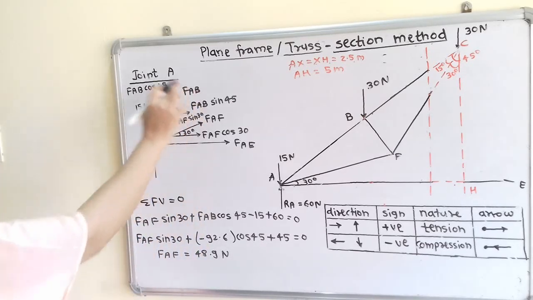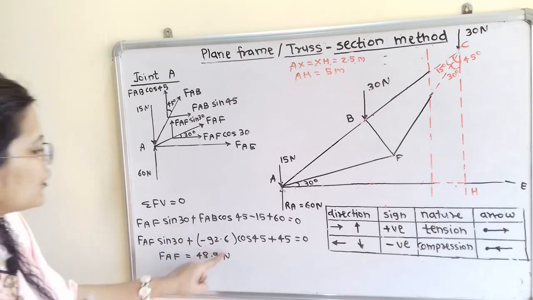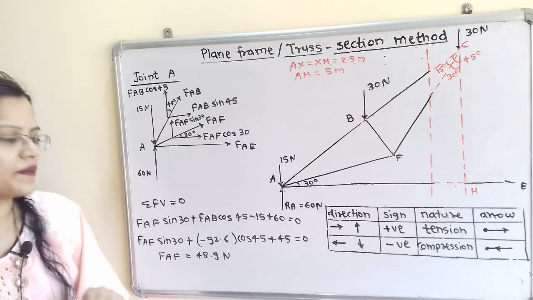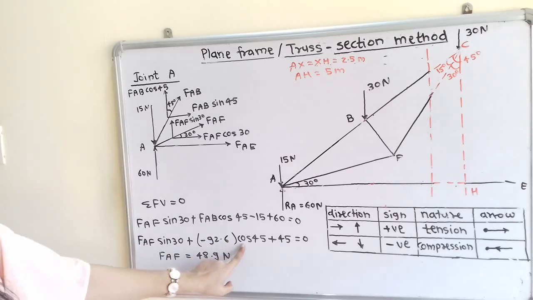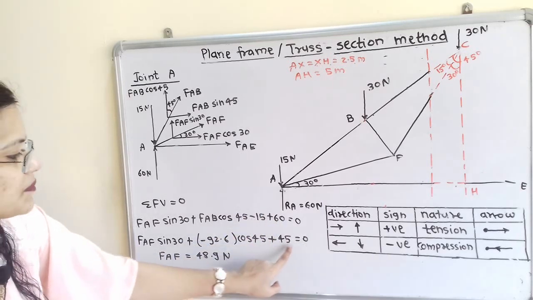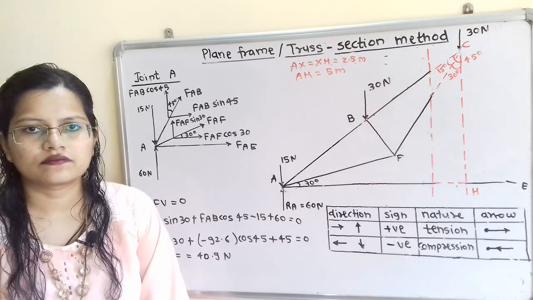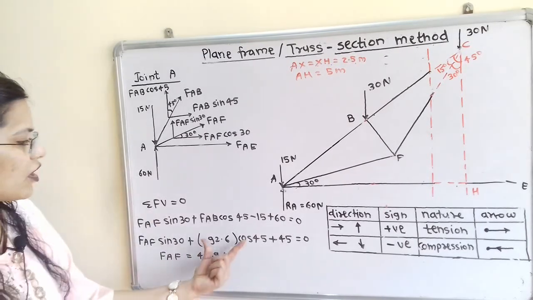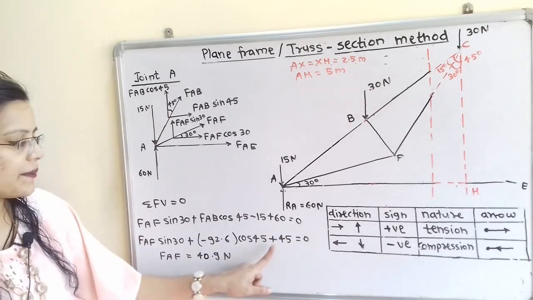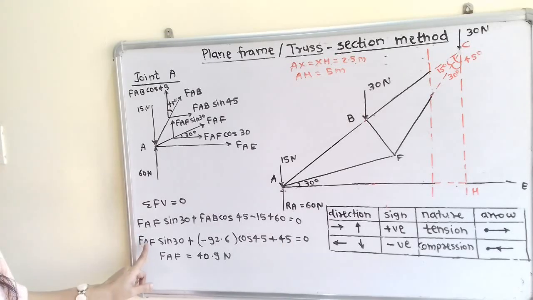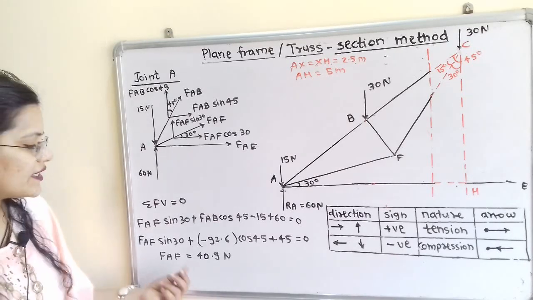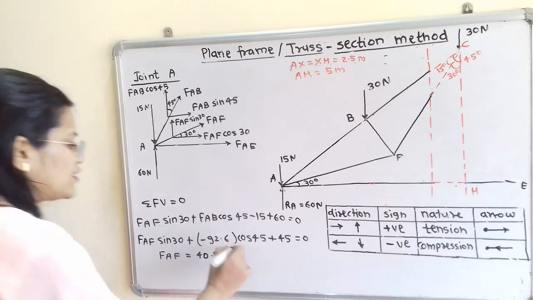Now this FAB we have to use with magnitude negative, because we have used here the same outward direction for each member. So minus 92.6 cos 45 plus 45, because if we simplify this, 60 minus 15 is plus 45, is equal to 0. We will transfer all these terms to the right hand side. That is 92.6 cos 45 minus 45 is equal to FAF sin 30. Then FAF is equal to 40.9 Newton. So it is having positive sign, so nature is tension.